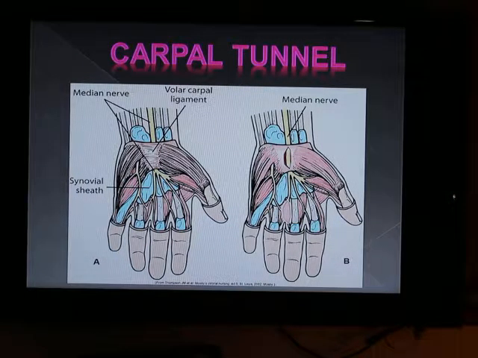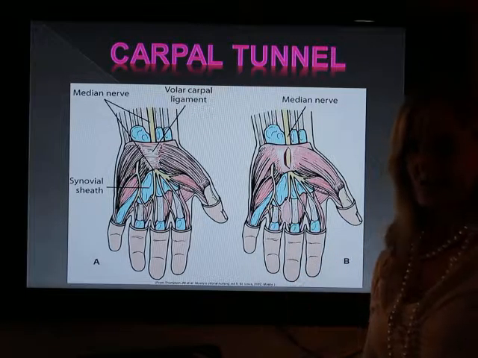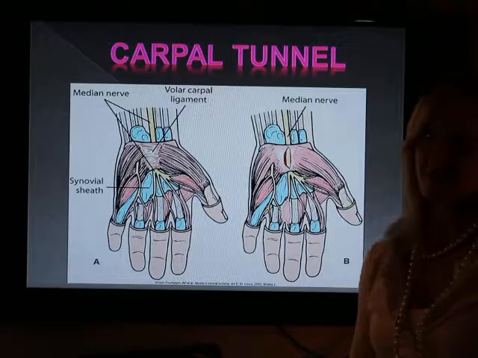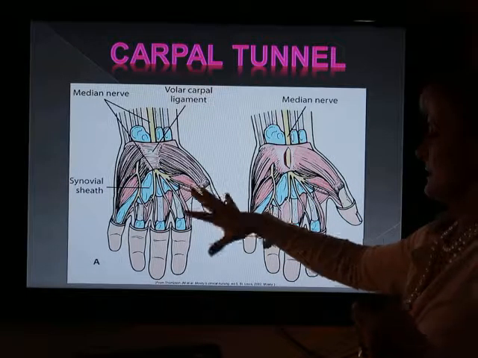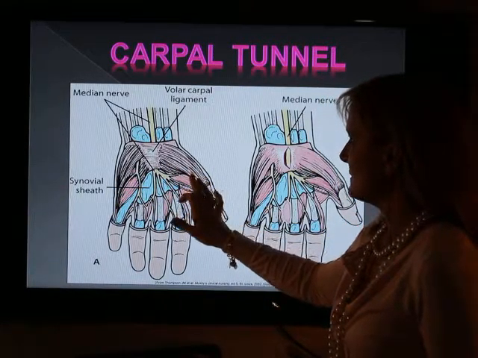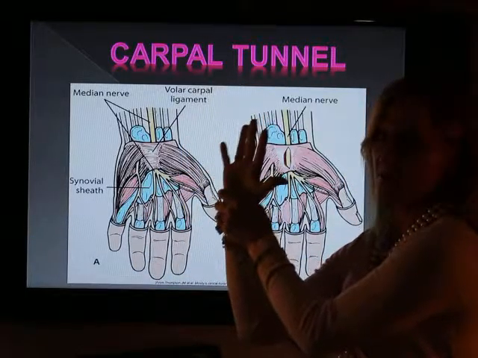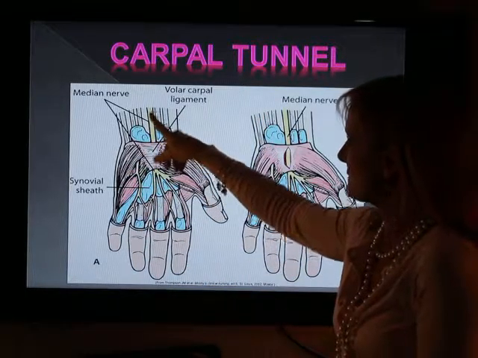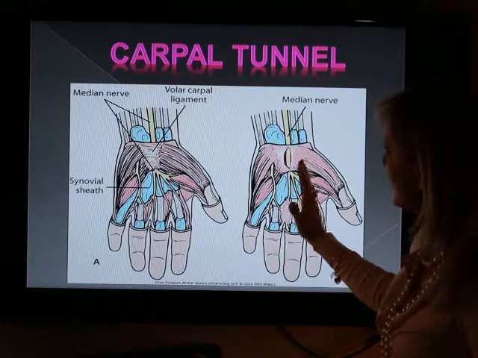Carpal tunnel, we're going to talk a little bit more about these also in the next chapter. I just want to make you aware of this because this is a very common disorder. Carpal tunnel is an inflammation of the volar carpal ligament that goes right across the hand right here, and there you've got a median nerve that goes right through this hand like that.